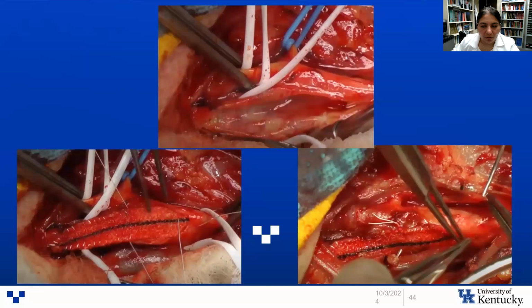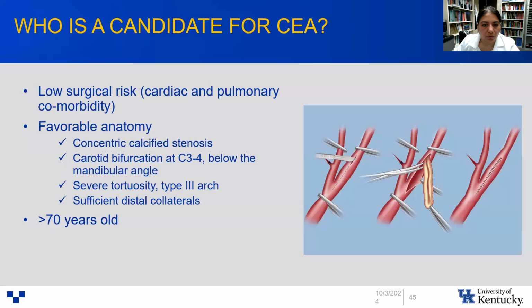So knowing this background of surgery will help us decide when we offer patients endarterectomy and when we offer patients stenting based upon some anatomical factors. First of all, since all carotid endarterectomy procedures need general anesthesia, these patients should not have high-risk cardiac or pulmonary comorbidity factors, which can increase the risk of intraprocedural surgical complications.